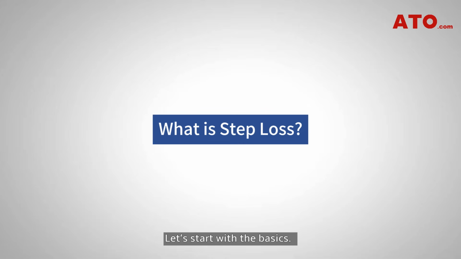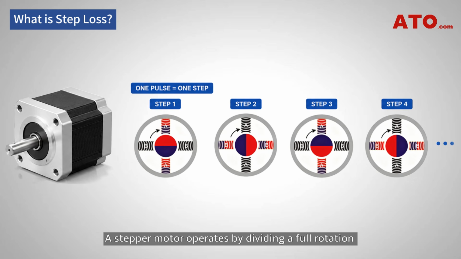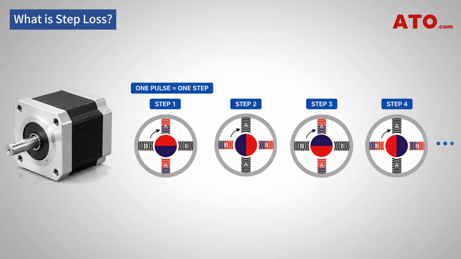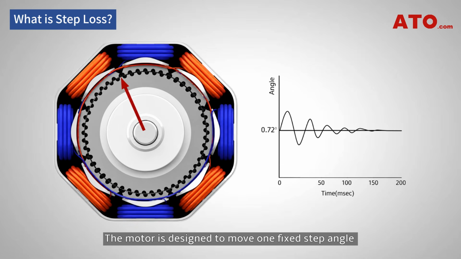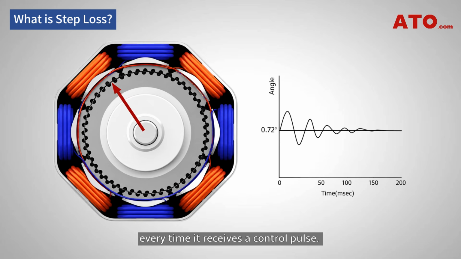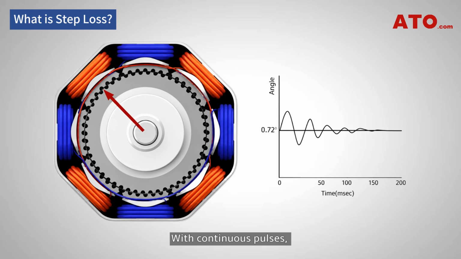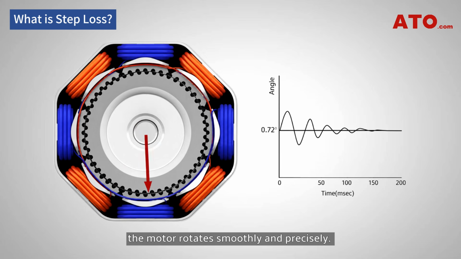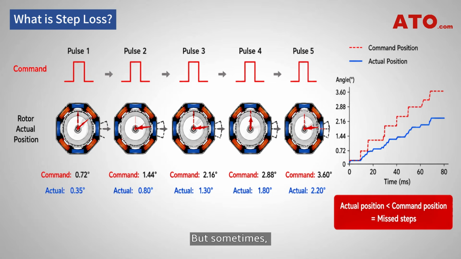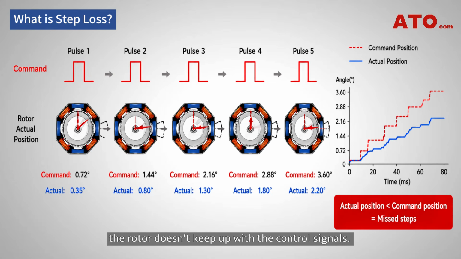Let's start with the basics. A stepper motor operates by dividing a full rotation into small, discrete steps. The motor is designed to move one fixed step angle every time it receives a control pulse. With continuous pulses, the motor rotates smoothly and precisely. But sometimes the rotor doesn't keep up with the control signals.